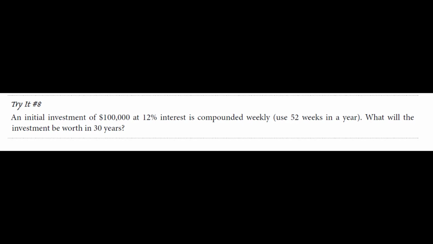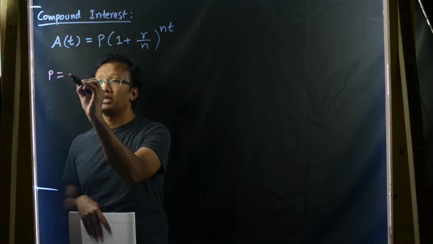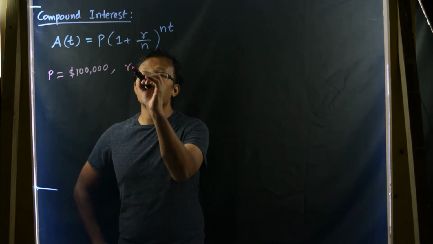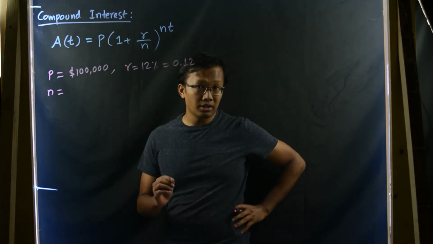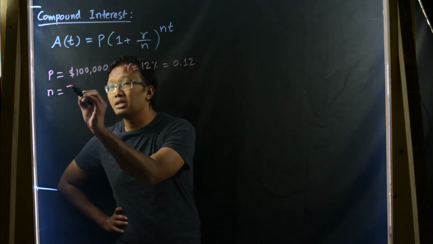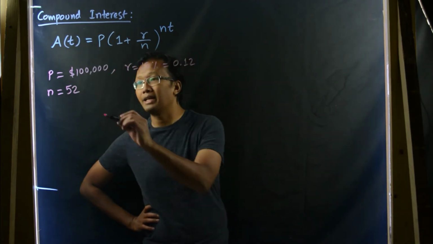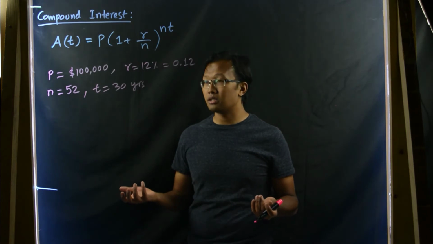You can see on the screen that this is page number 472 in the book. An initial investment of $100,000 at 12% interest is compounded weekly. What will the investment be worth in 30 years? We'll be using this formula, and let me write down the details. The initial amount is P equals $100,000. The rate is 12% per year, which is simply 0.12. For the number of compounding periods, if you read the question, compounded weekly is the phrase to look at. So compounded weekly means n equals 52, since there are 52 weeks in a year, and time is 30 years, so t equals 30.